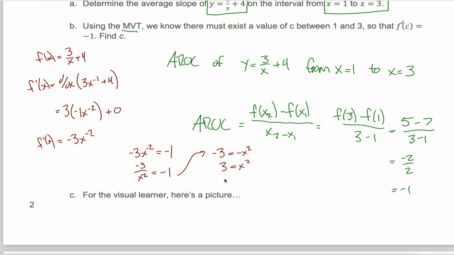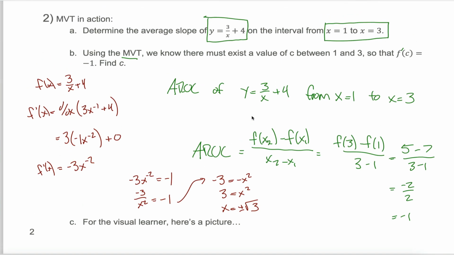And if I take the square root of both sides of the equation, I get x equals plus or minus the square root of 3. What this is saying is there's two different x values for this function where the derivative of the function at those x values is equal to negative 1. It happens once when x is equal to the square root of 3, and it happens once when x is equal to the negative of the square root of 3.